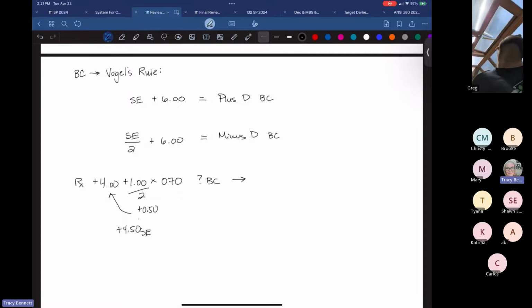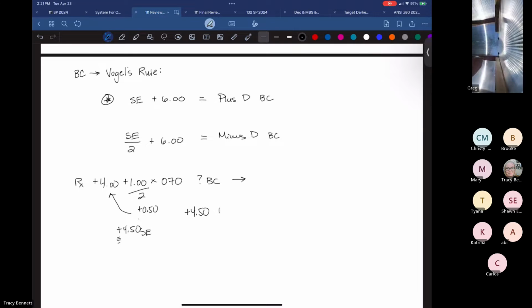So this is a plus powered lens, so we're going to use the plus Vogel's. We'll just plug and chug. We got plus 4.50 plus 6 equals, what's that? 9.50, 6.50, 10.50. 10.50. So our base curve for this one is plus 10.50 base curve.